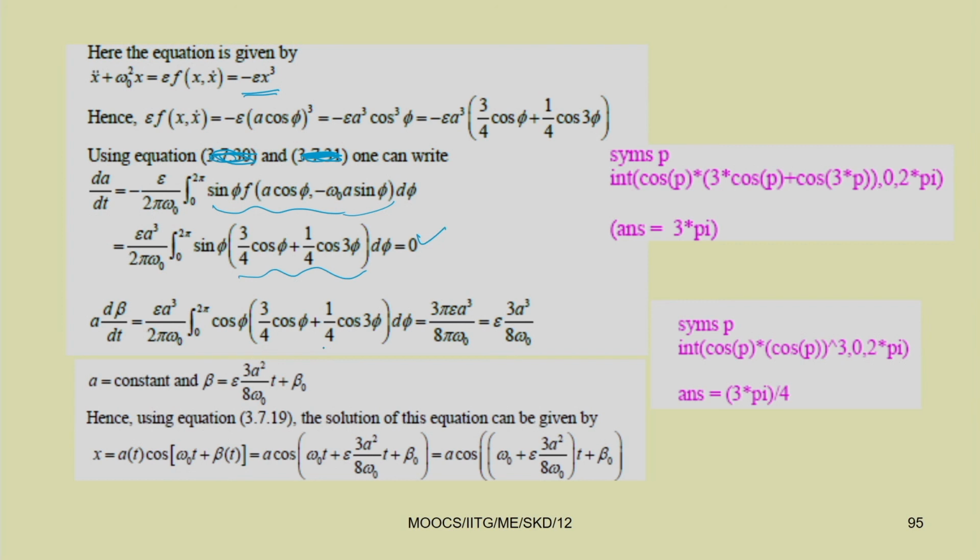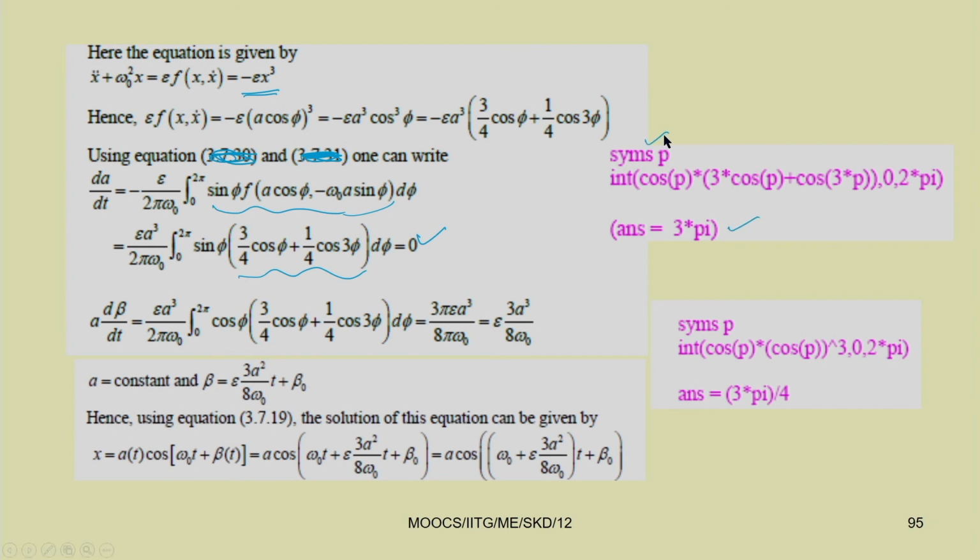Now, by integrating this, we get cos square phi, and cos phi into cos 3 phi, that is cos phi times (3 cos phi plus cos 3 phi). If you integrate it, you can check. You can use this in MATLAB.